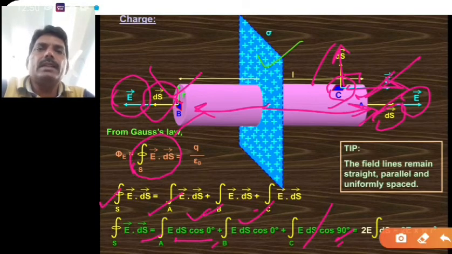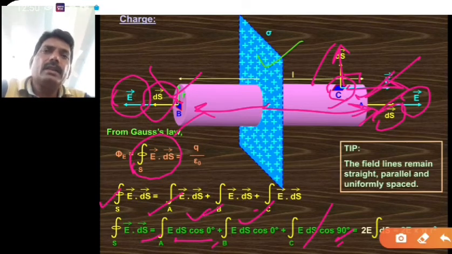Just to recall the concept of the previous portion, the linear charge density, there also you considered the Gaussian surface in the cylindrical form, but there only one surface was present, the curved surface, and the other surfaces became 0. On the contrary, here the two surfaces which were cancelled there are present, and the one which was present there is cancelled here.